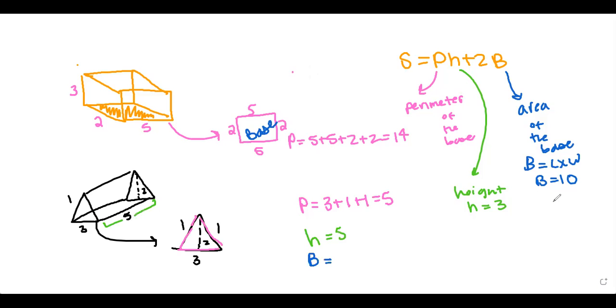My base is a what shape? A triangle. So everyone look at your formula chart. How do I find the area of a triangle? 1/2 base times height. And remember, I'm only looking at the base I drew out. So that's 1/2. What's the base of my base? 3. And what's the height of my base? 2. So 1/2 times 3 times 2 will give me 3.